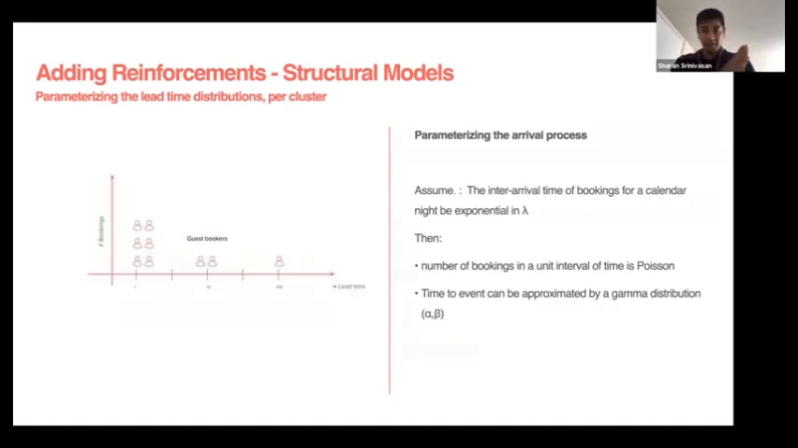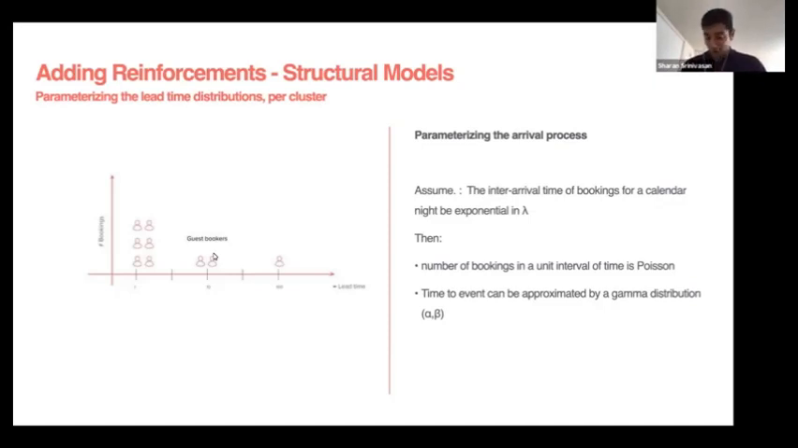We also noted, if you remember, that arrivals follow a certain distribution, and this distribution has a cyclic pattern to it. So what we can do is convey this intuition that we have to the model and say, hey, when I'm predicting this distribution, I would like to parameterize it in a certain manner. When we looked at this distribution empirically, what we noted was guest bookers who came into the platform had inter-arrival times that were exponentially distributed in some lambda.